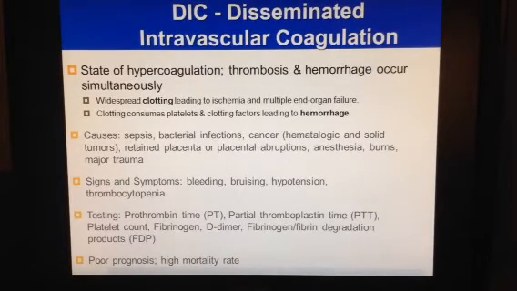DIC, disseminated intravascular coagulation, has a very high mortality rate, high 90%. The reason is that all clotting factors are clotting up at the same time, known as a state of hypercoagulation. If multiple thrombi or clots isn't enough, it's followed by massive hemorrhaging. The clots turn into embolisms, a thrombus that is moving, and go to different organs in the body.